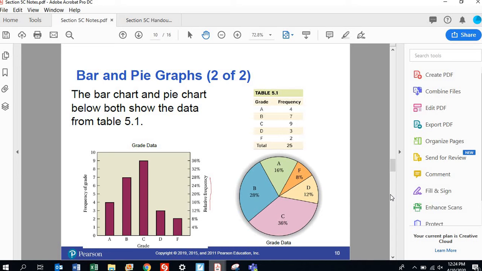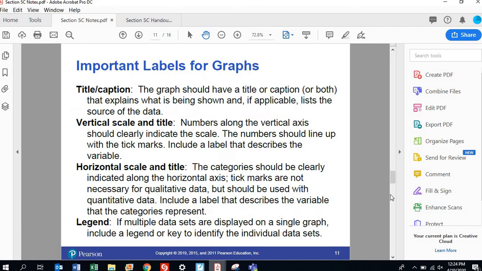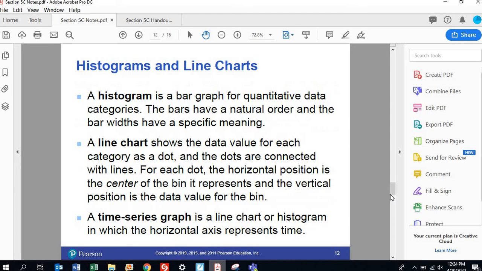All right, now pie charts have to be labeled out this way. I am only going to ask you to read these, not create them. Okay, so you do not have to create a bar chart or a pie graph. You do not have to do that. Okay. However, there is a type of graph that I am going to ask you to create, and that's called a histogram.